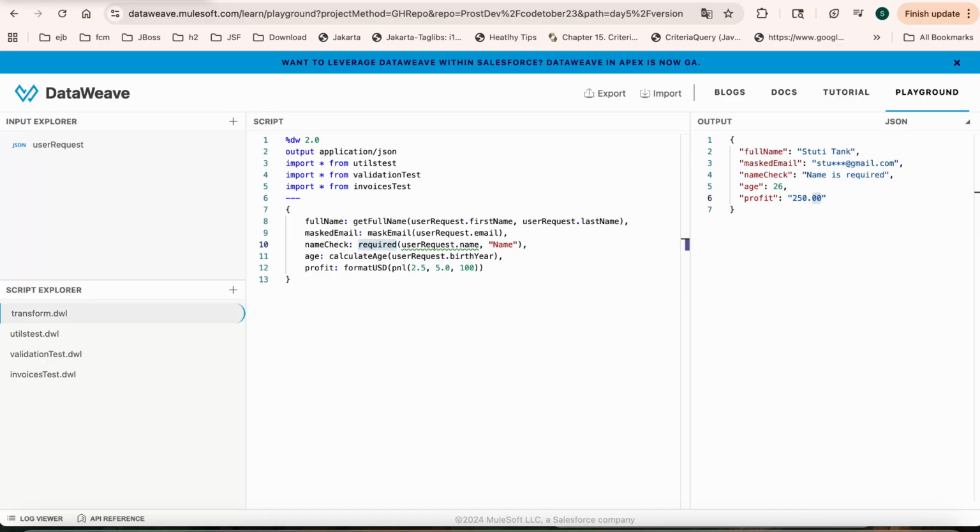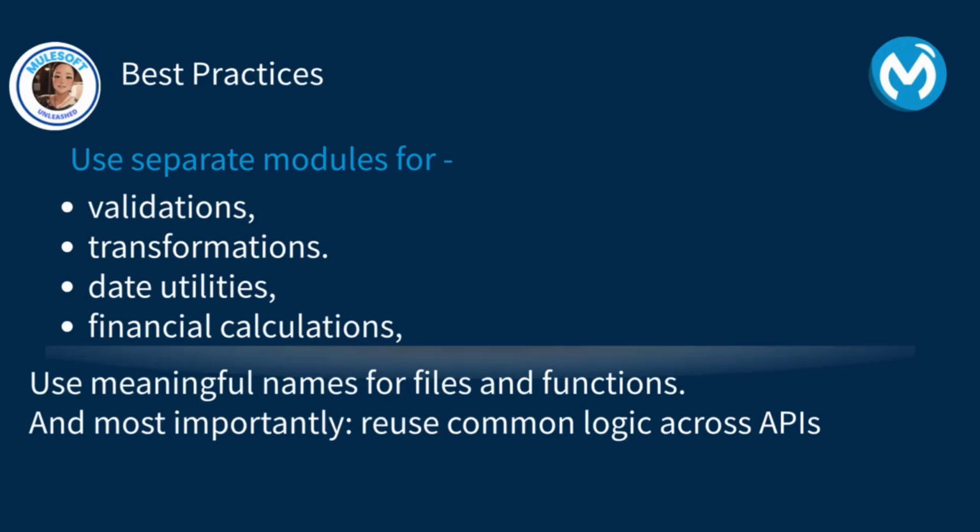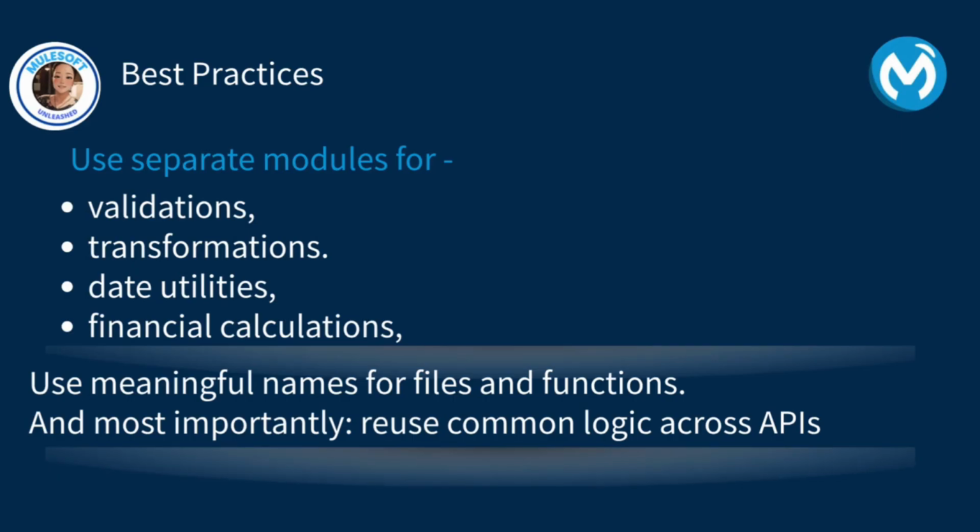Best practices. Here are some important best practices. Keep functions small and focused. Use separate modules for validations, date utilities, financial calculations, and transformations. Use meaningful names for files and functions. And most importantly, reuse common logic across APIs. And that's how reusable DataWeave modules work in MuleSoft. This is one of the most important skills for writing scalable enterprise integrations.